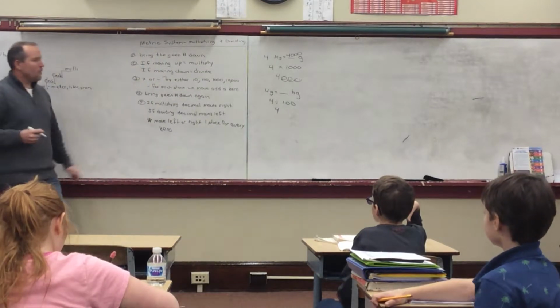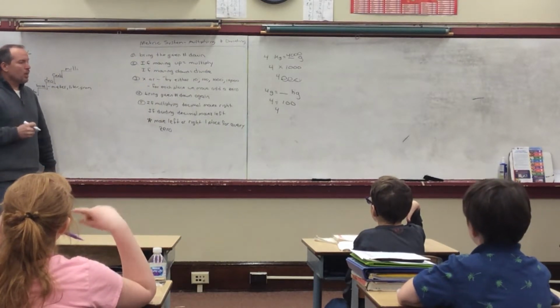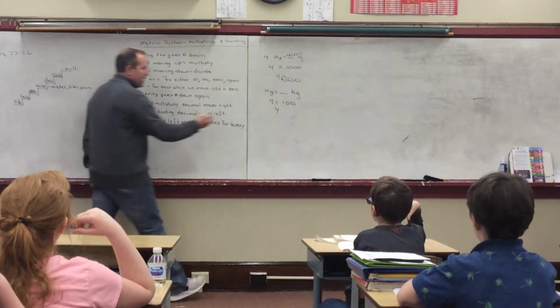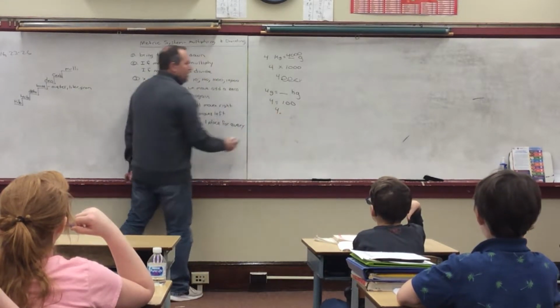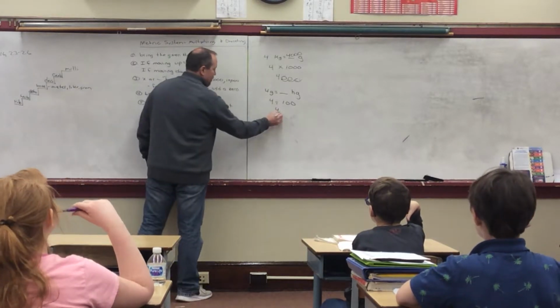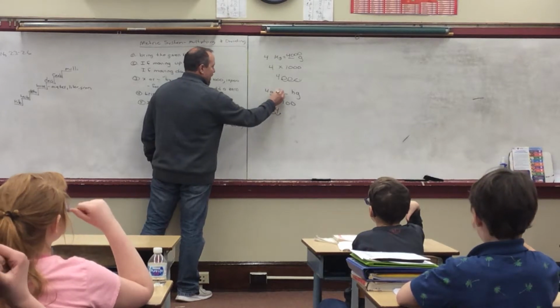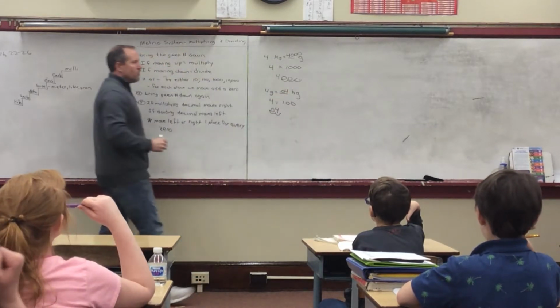Now, when we divide, which way does the decimal go? Left. It goes left one place for every 0. So I need to put my decimal here. There are 2 zeros, so my decimal is going to go to the left 2 places. 1, 2, and my answer would be .04.